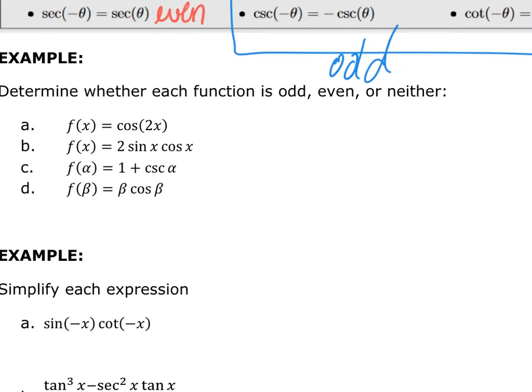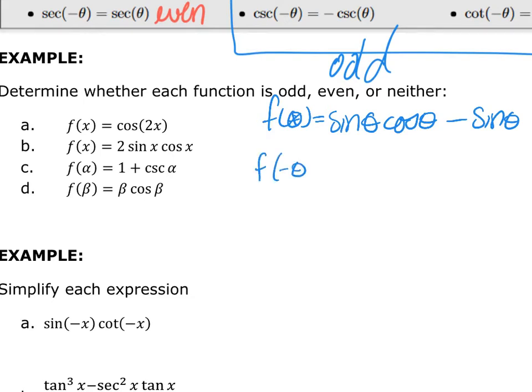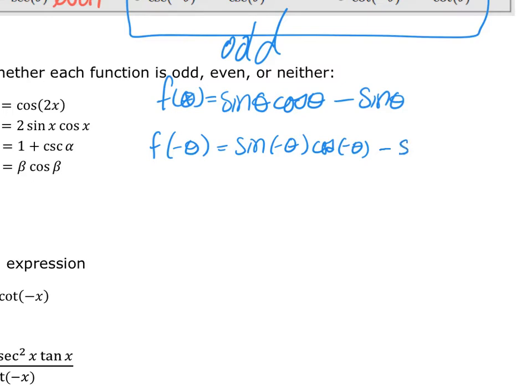So if I was asked to find if I have the sine of theta, cosine of theta minus the sine of theta, this is my function, and I'm trying to determine whether or not this is odd or even, then the first thing I'm going to do is put in the negative theta and see what happens. So I do f of negative theta, which is the sine of negative theta, cosine of negative theta, minus the sine of negative theta.